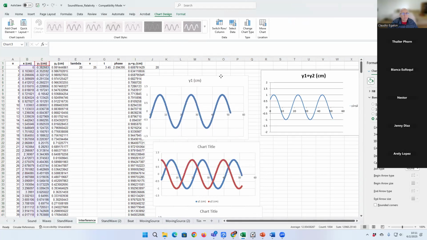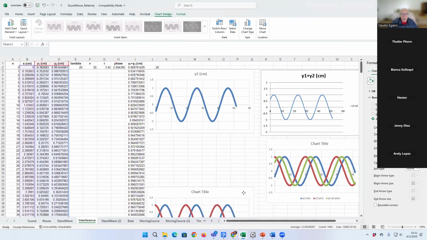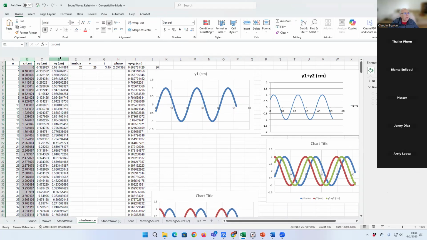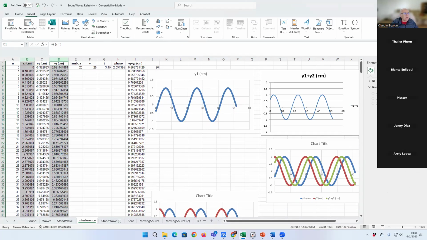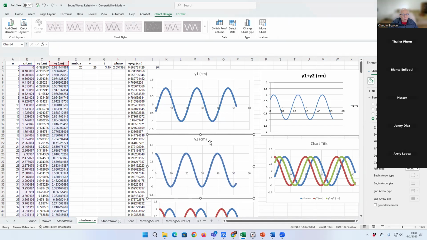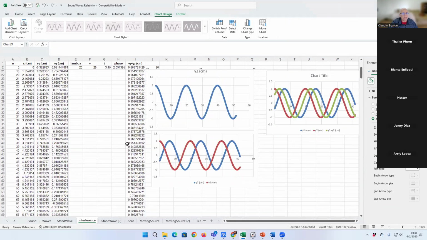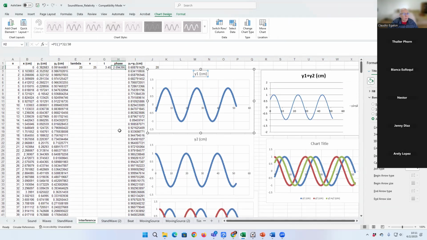Here you go. That's my wave number one. And I'm going to plot now my wave number two. Wave number two is slightly offset from the first one. Here you go. That's the second wave. Y2, Y1. See, they're slightly offset. They have the same wavelengths. They have the same speed. Here I'm illustrating those two waves. The difference in phase is given right in here.